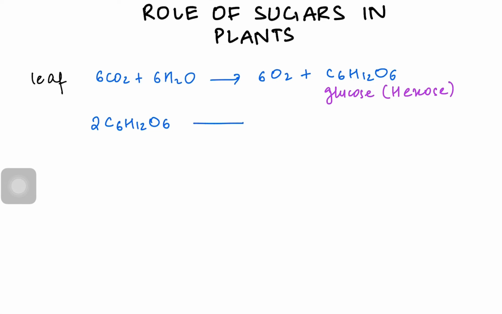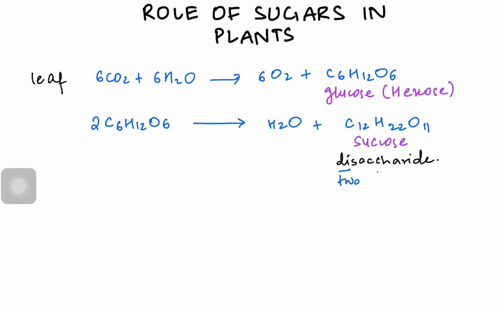Then you take 2 glucose molecules within the cell cytoplasm and you remove 1 water molecule and you combine those 2 glucoses to make 1 bigger molecule known as sucrose. Sucrose got 12 carbon atoms. It's a combination of 2 sugar molecules. That is why sucrose is an example of a disaccharide. The word disaccharide means it's a combination of 2 sugars. Glucose is a monosaccharide because glucose is 1 sugar.